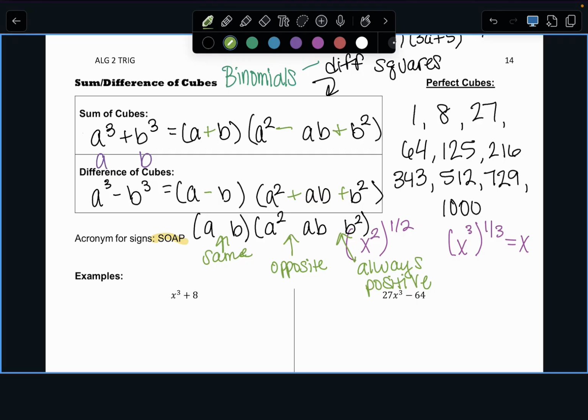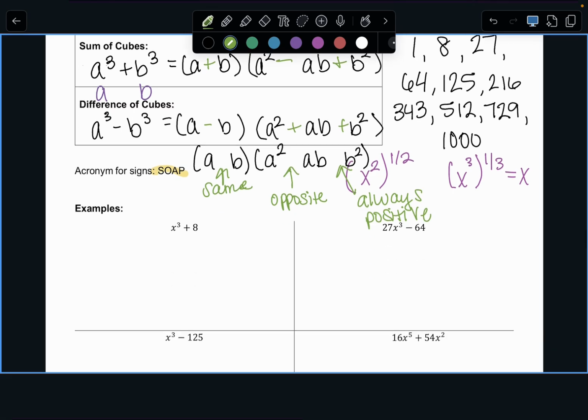And those are the two things you have to memorize. This and this, plus your difference of squares. Okay? But they work the same way as the difference of squares. You basically take the cube root and then you start plugging and chugging the rest of the way. Okay? Questions on that setup?